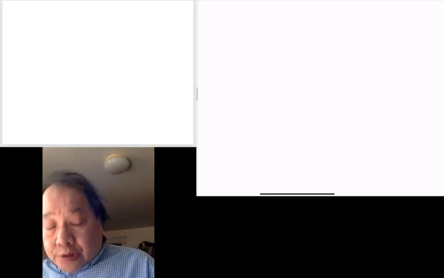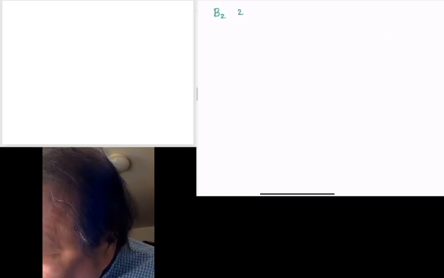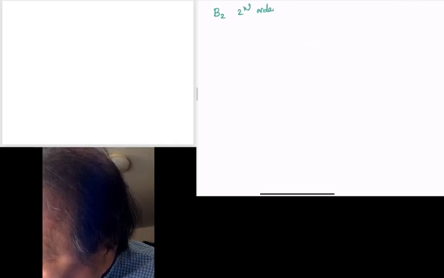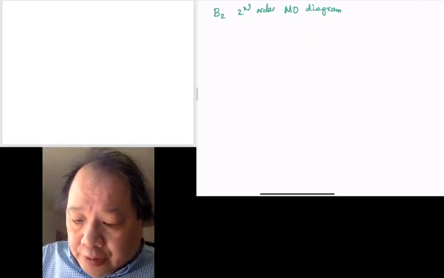In the last clip, we considered the first order B2 orbital diagram, and in this clip, we'll consider the B2 second order MO diagram. So first, let me show you what we had from the last clip.